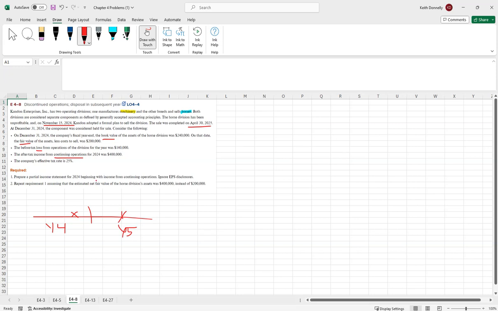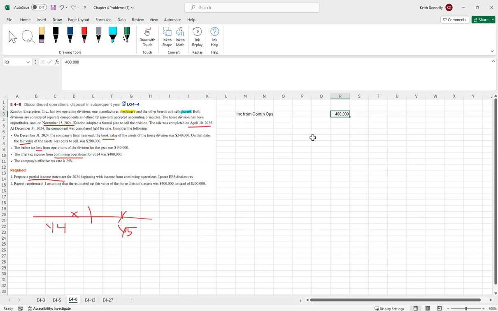What are they asking us to do? They're saying, in requirement 1, prepare a partial income statement for 2024 with the income from continuing ops. So they're saying, look, we'll give you the income from continuing ops and then just prepare the rest of the income statement. And that's why it's a partial income statement. We're not showing everything under the sun here. It's a little bit truncated. So we know from the facts that the income from continuing ops for 2024 is $400,000.